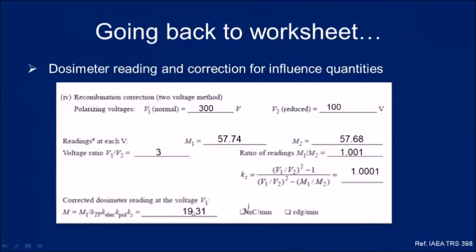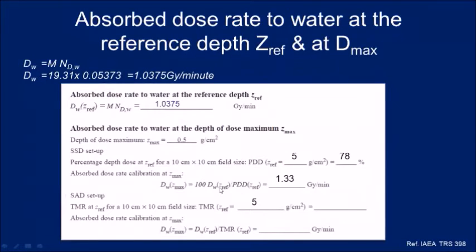So when you correct your meter reading for pressure temperature, K electrode, which is 1, and polarity and recombination, you get 19.31. Now, to convert this corrected meter reading to dose at depth, you need to multiply by NDW. You already know the NDW is 0.05373 gray per nanocoulomb. So you multiply, you get 1.0375 gray per minute. So this is the dose to water at the reference depth of 5 centimeter.